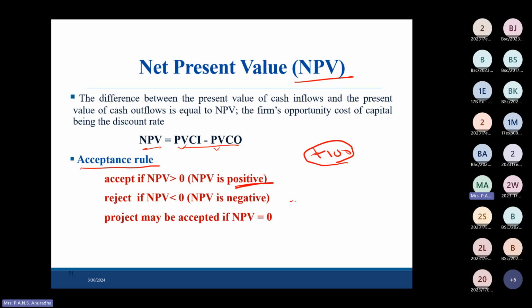If it is negative, say negative 100, it implies that if you accept this project, your wealth will be destroyed, or will decrease by 100 rupees. So you may not accept such a project, because by accepting it, your value is not maximizing. Your value is not being created.